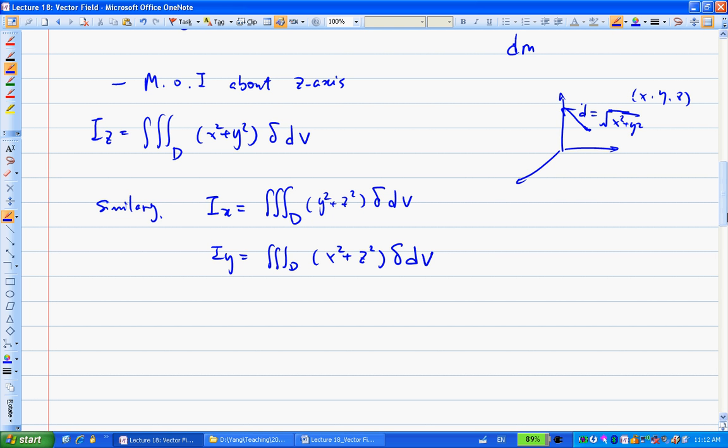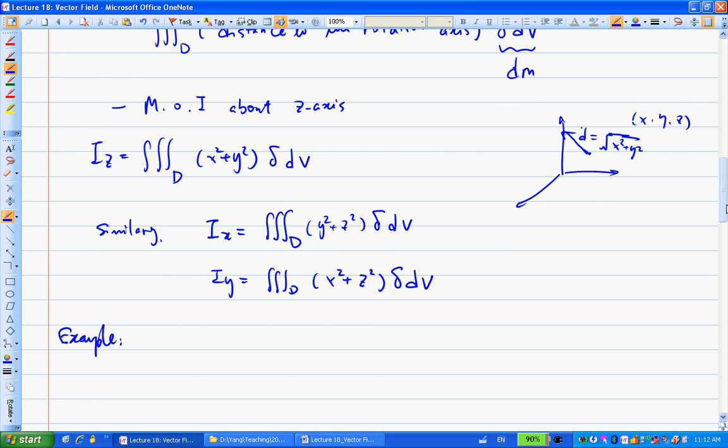Yeah, this is good enough. Now let's take a look at examples. Any questions? Okay, all good. So let's take a look at one example. We're not going to go over all those applications here, so I'll just use an example on calculating moment of inertia.